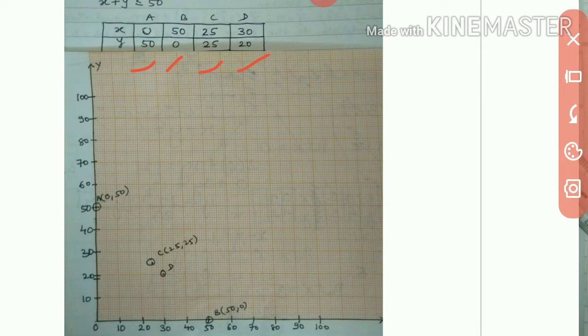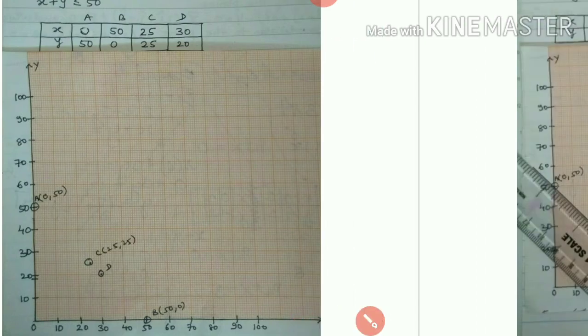The first point is 0 and 50, that is point A, you will mark here. The second point is B, that is 50 and 0, you will mark here. The third point is 25 and 25, this is the point C, you will mark here. And then point D is 30 and 20, you will mark here. This way you can mark all these points.